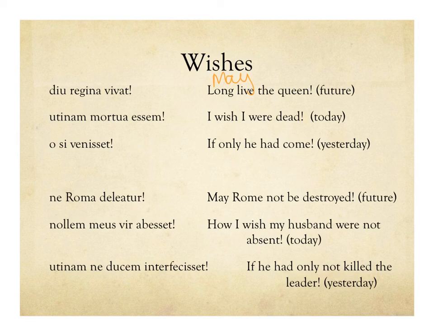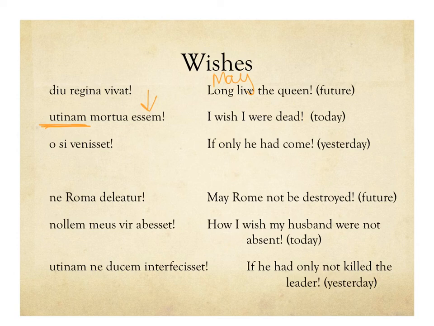In the next example, I have utinam, and here we have the imperfect subjunctive. This is a wish for the present. Utinam mortua essem. I wish I were dead right now, today, right? So this is a wish for the present. We're using the imperfect subjunctive, but it's really conveying that it's not that I wish that I will be dead tomorrow. It's I wish I were dead right now.